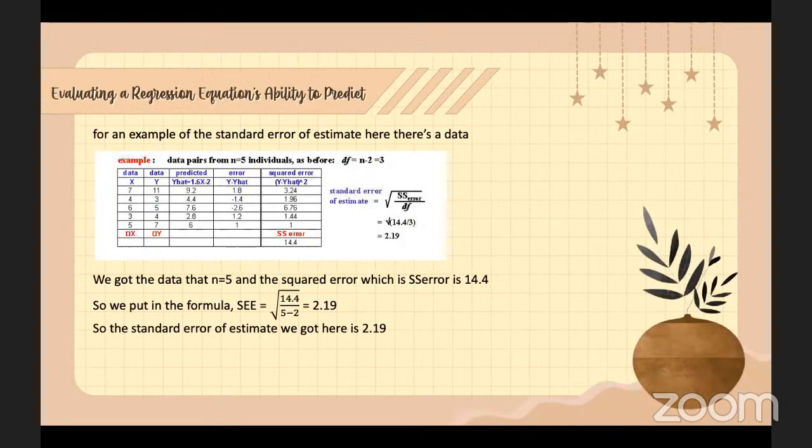For an example of the standard error of estimate, here is some data. We have n equals 5, and the squared error, which is SS error, is 14.4. So we put it in the formula: SEE equals the root of 14.4 divided by 5 minus 2, which is 3, and we get the result 2.19. So the standard error of estimate is 2.19.